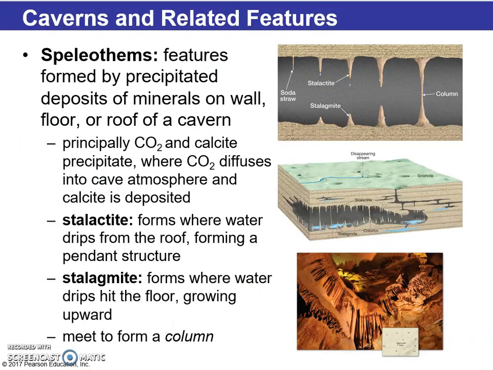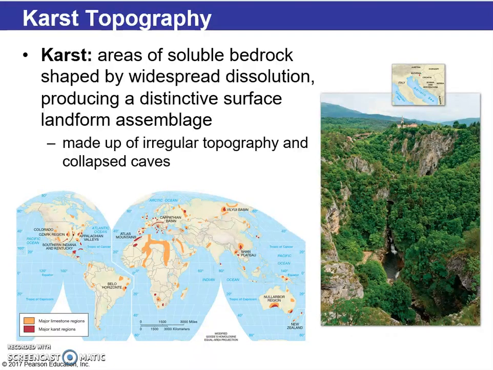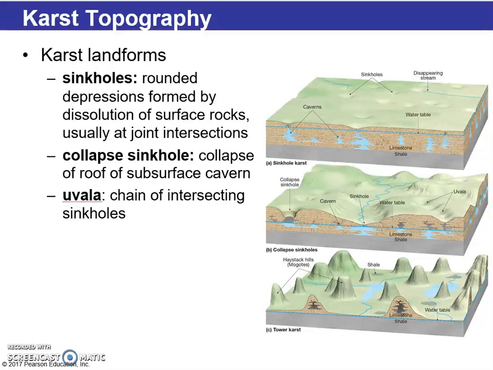In more detail, speleothems are features formed by precipitated deposits of minerals on a wall. You can see examples of that, both the stalactites and stalagmites. Then karst topography, a great example of which is Japan. You see a lot of karst topography in Japan. Soluble bedrock essentially forms caves, typically irregularly shaped.